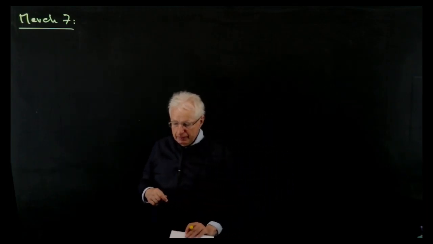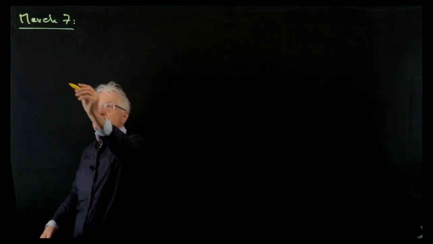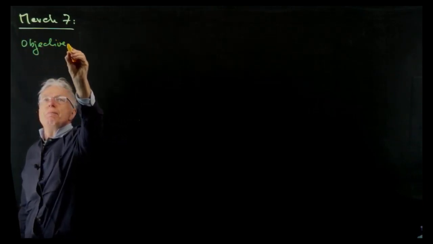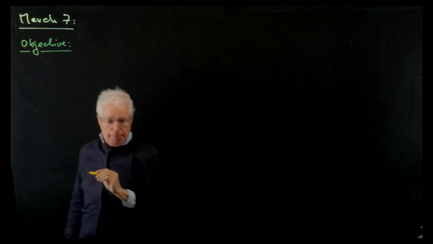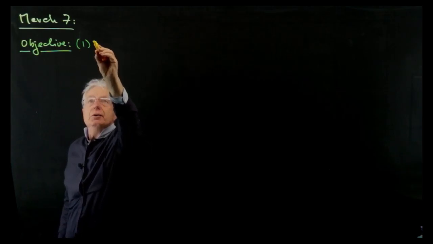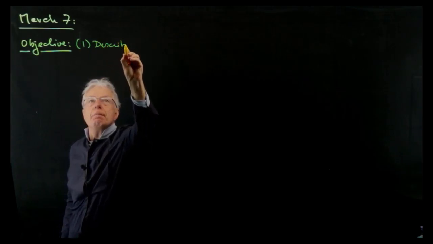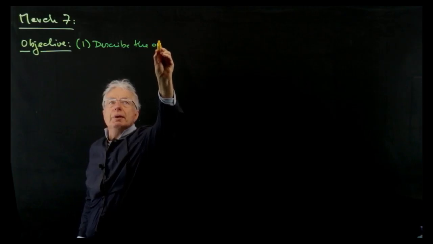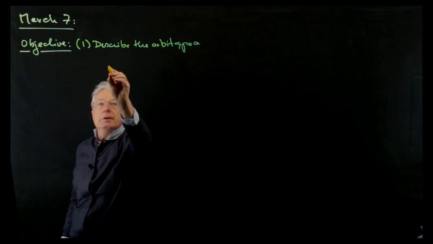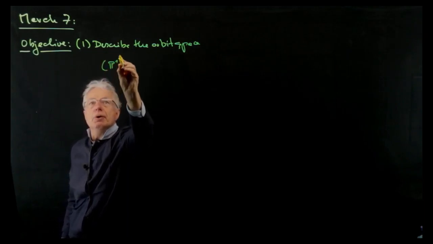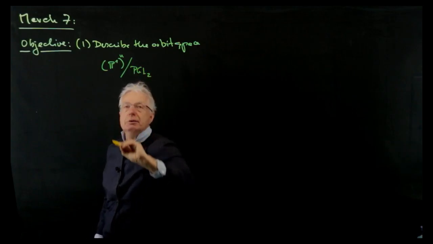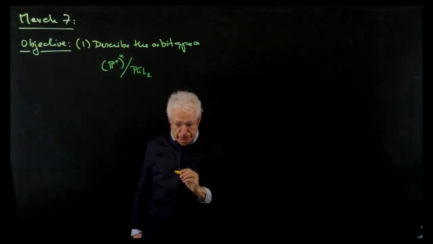So let me start from zero. What is our objective? We have several objectives. Describe the orbit space: we take n endpoints in P1 and take it modulo PGL2.